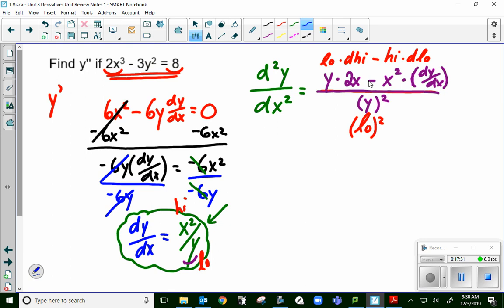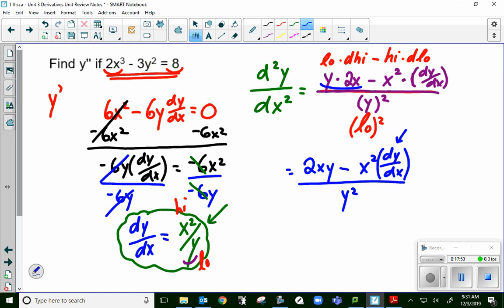Now, here we go. Let's clean this up. 2x times y is just 2xy minus x squared dy dx all over y squared. Here's the problem. I can't leave this in my derivative. If I only knew what dy dx was, I could substitute in. Oh, I do. dy dx is equal to x squared over y.